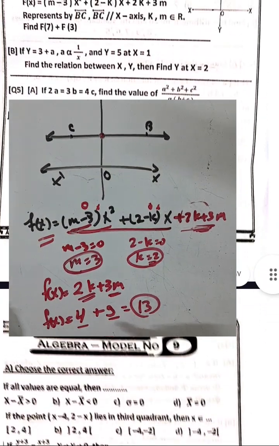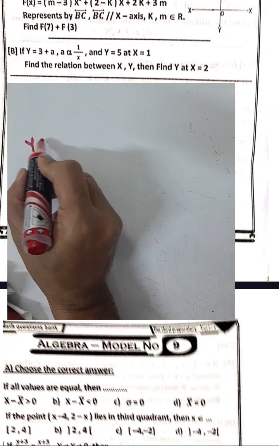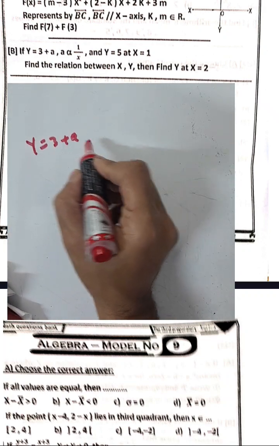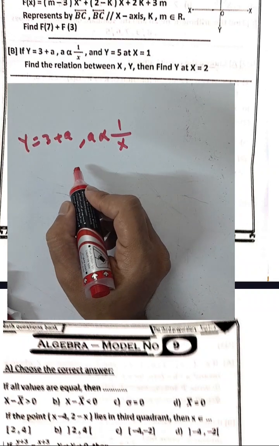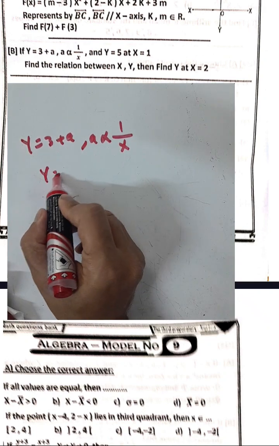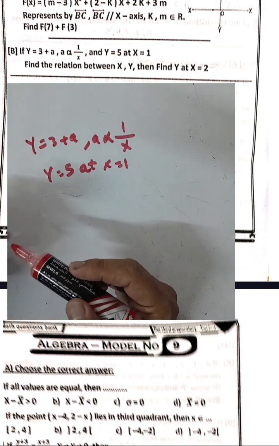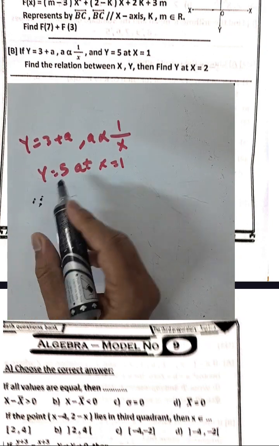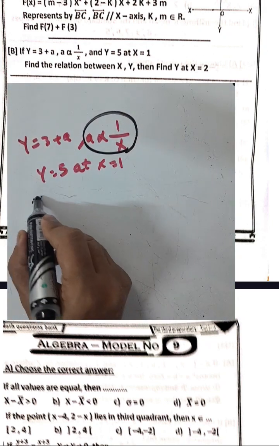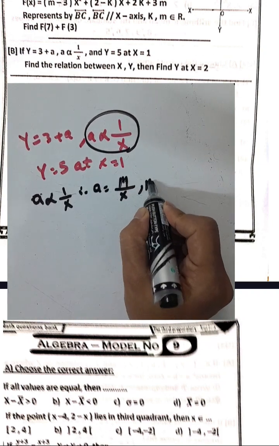Next question, we have a relation between a and x, which varies inversely, about question letter p. We have the function y equal 3 plus a, and a varies inversely with x. And he gives us y equal 5 at x equal 1. First step in this example, you can write the constant for varies inversely, such that a varies inversely with x, then a will be m over x, and m not equal 0.